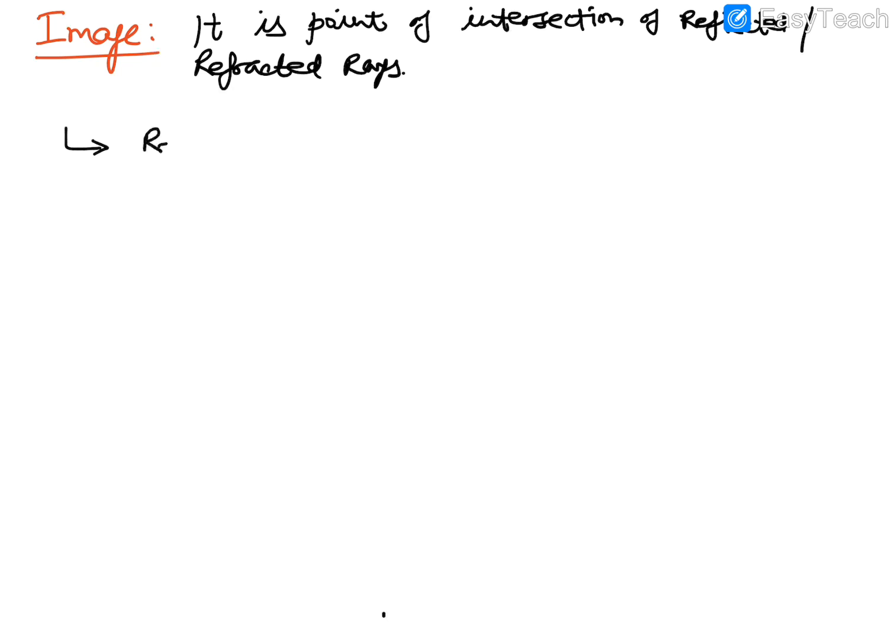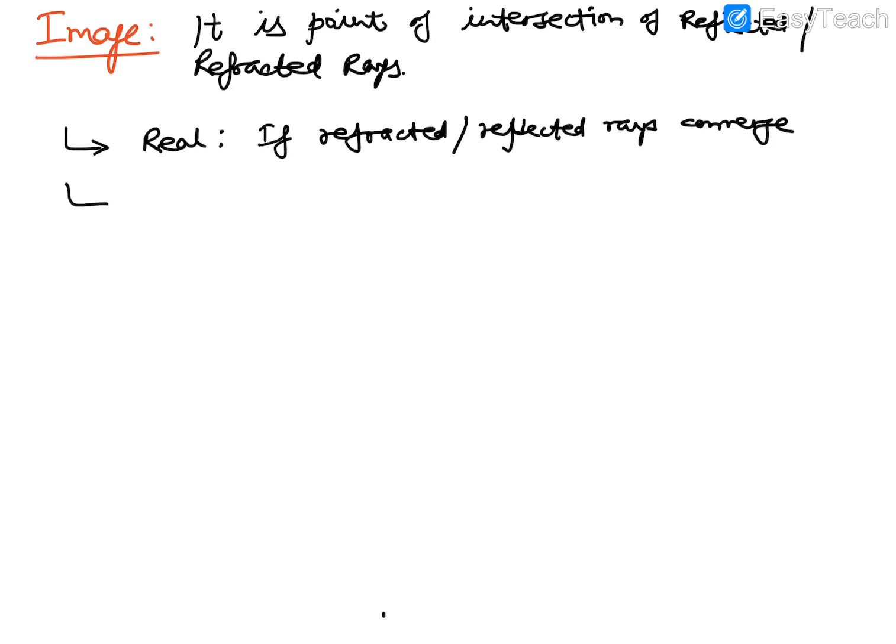The image will be real if these reflected or refracted rays are converging in nature. If refracted or reflected rays converge, the image is real. Can you remember this? And the image will be known as a virtual image if refracted rays diverge. If you remember it for the object, just the opposite you can make for the image, and you can decide whether the image is real or virtual, right?